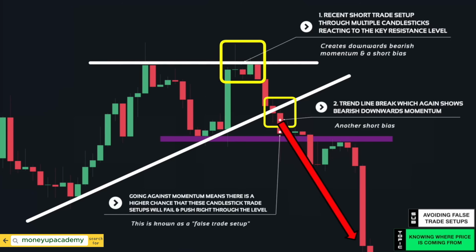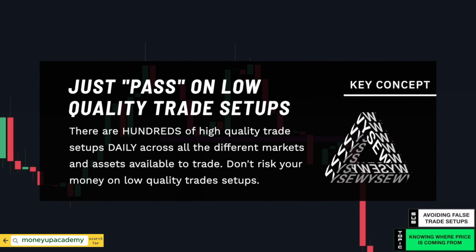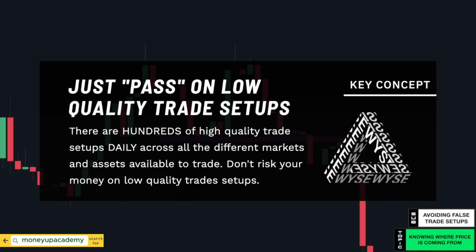Now, a very simple solution. Just pass on the trade setup and move on. That's it. There's hundreds of high quality trade setups a day. No need to risk it on these low quality trade setups. Let's show this again.